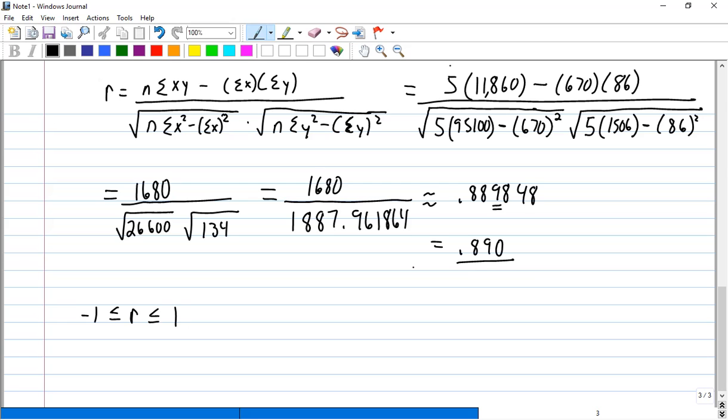Tightly bundled around a line. That just means that if we were to draw a line through the data, all of the points would be close to the line. They're tightly bundled. So let's look back at these points. You see our R was 0.890. That's kind of close to 1, but it is a little bit away.